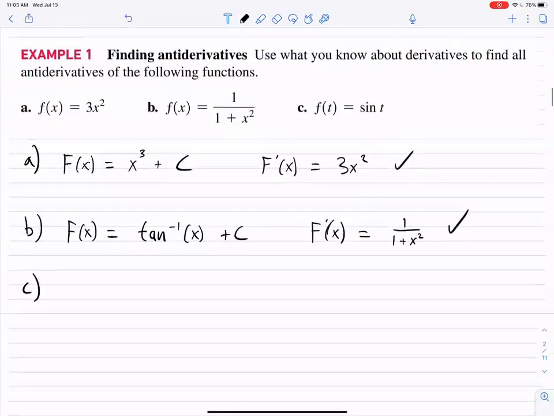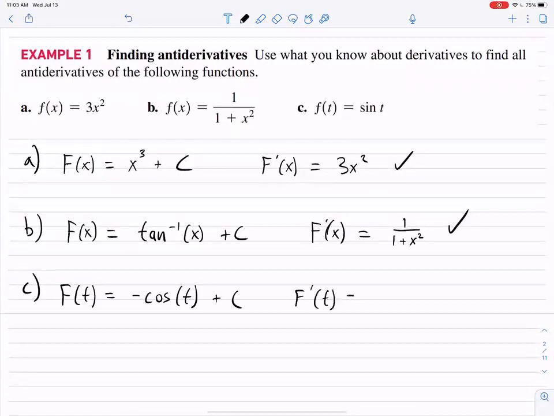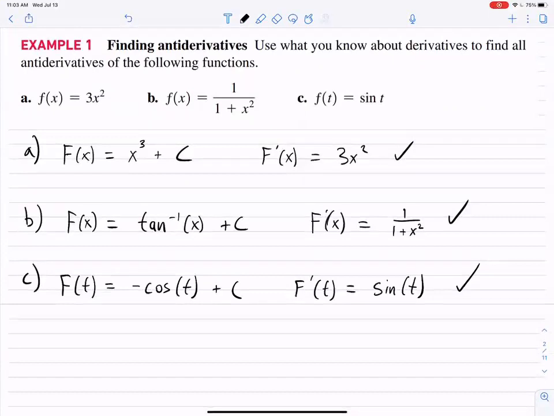And then capital F of t is going to be negative cosine of t, plus c. Because then the derivative of negative cosine is negative, which is just positive sine of t. And then the derivative of c is 0. And so it works. And so the antiderivative of sine of t is actually negative cosine t. Because if you just tried cosine t, if you took the derivative of cosine t, it's negative sine. So it's off by a minus sign.